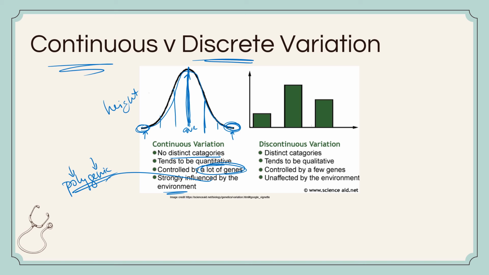That's different from discontinuous or discrete variation, where we have very distinct categories. An example of this is blood type. So you can have blood type AB, you can have blood type O, you can have blood type A. I know this is not a good example. I need one more column. Blood type B. Tends to be more qualitative. I'm not saying that your blood type is 5 or 7, it's AB. Just a few genes or maybe even one gene, and tends to not be affected by the environment. So discrete, very categorized. Continuous is more of a range of phenotypes.